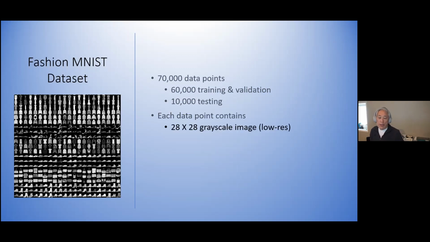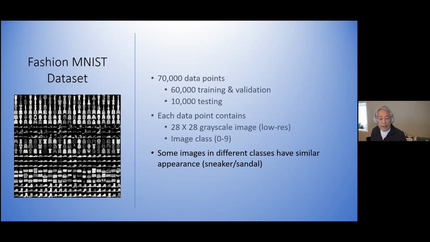Each data point contains a 28 by 28 grayscale image, so it's pretty darn low res, and we'll see some of those. And there are image classes. Being programmers, we start at 0, and go 0 through 9. Some images appear in different classes, and they look very similar, like a sneaker and a sandal. Okay.